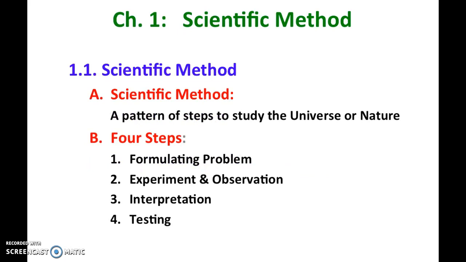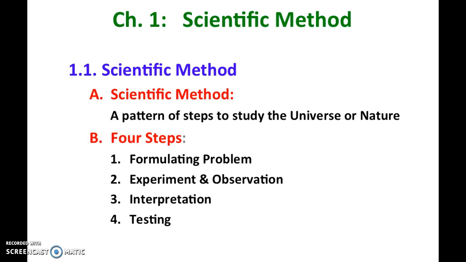Section 1, the scientific method. What is the scientific method? It can be simply defined as a pattern of steps to study the universe or nature. How many steps does it have? 4 steps.